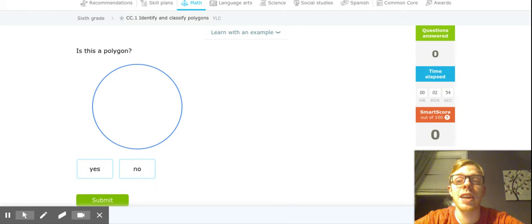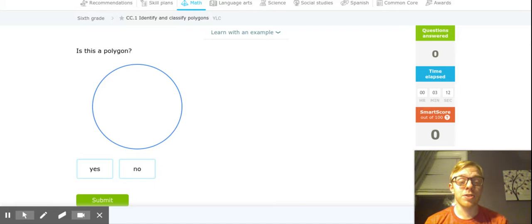Today we're going to be looking at identifying and classifying polygons. It's our introduction into the world of geometry. This is a pretty straightforward IXL lesson. I'm not going to try to make this talk through too long. So you see my first question that comes up on the screen. It says, is this a polygon?